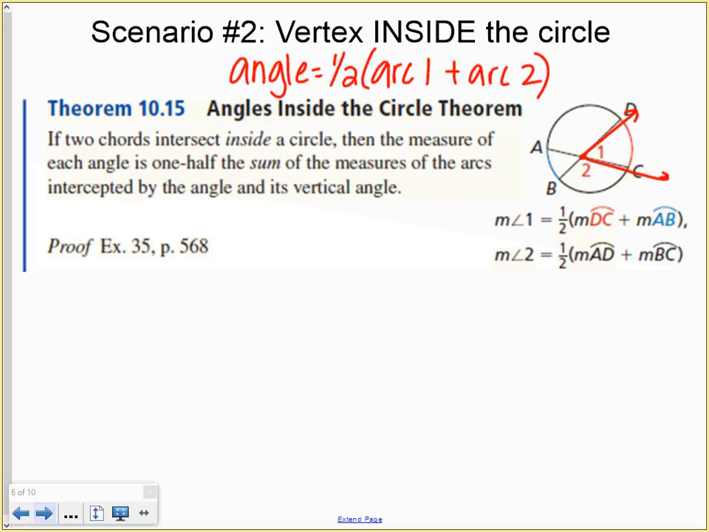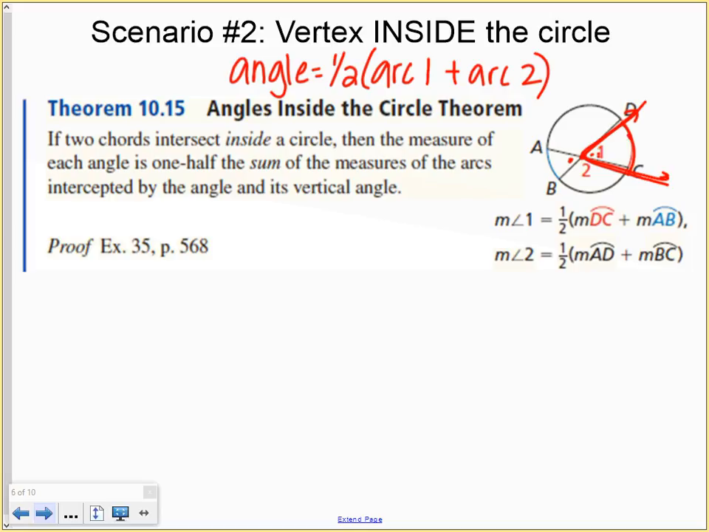Now let me elaborate on that. The angle that I'm talking about is the angle that opens up to the arc that's marked. And then the arcs that I'm talking about are the arc that it intersects plus the arc behind it. So I call it the vertical arc. There's no such thing as vertical arcs, but we know what vertical angles look like. And so I'm talking about the arc that's across from the vertical angle, if that makes sense. So I refer to them as vertical arcs, which is not a real thing, so I promise I'm not making stuff up, but I kind of am anyway. So the angle equals 1/2 the two arcs added together.